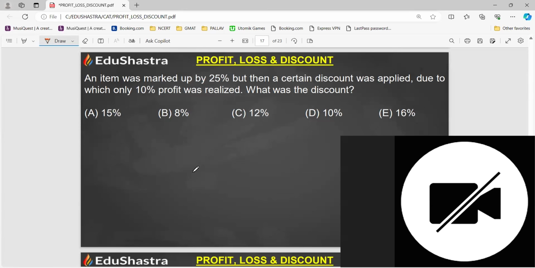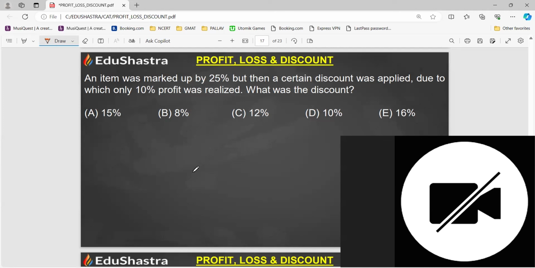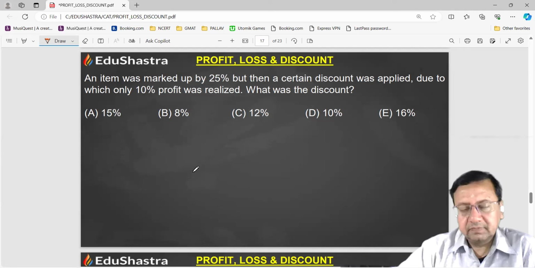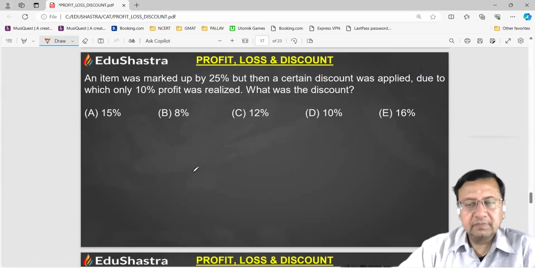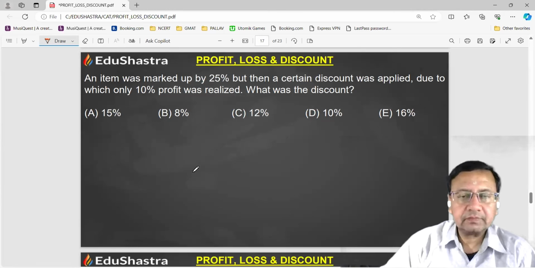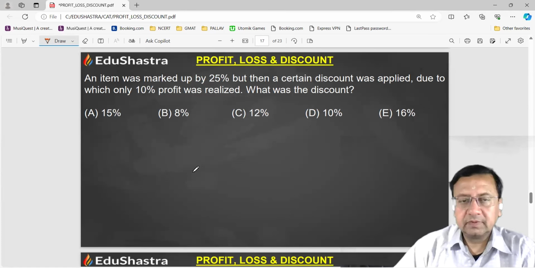Sir, I initially took the cost price of the article to be 100 rupees. Then the markup percentage is 25%, so it becomes 125. It is given that the overall profit on the transaction was 10%, so the selling price has to be 110 rupees. The marked price is 125, so the difference between the two is 15 rupees. So 15 rupees discount was given on the marked price. When we calculate the discount, it becomes 15 divided by 125 into 100, which is equal to 12%.